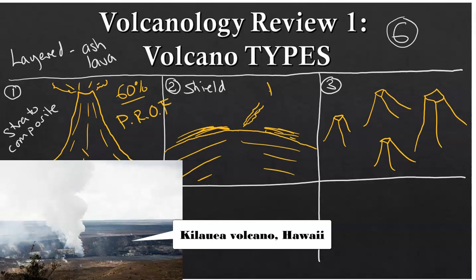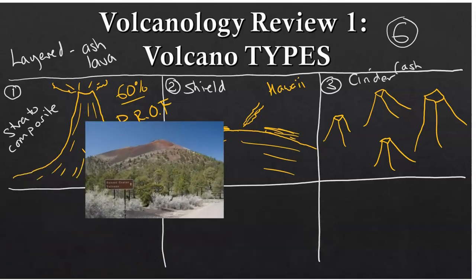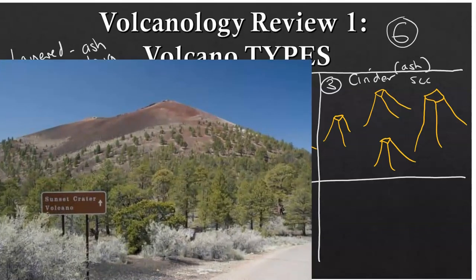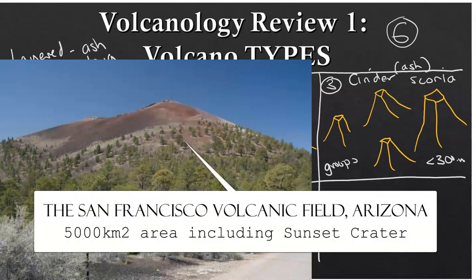Shield is going to be Hawaii as an intraplate volcanism hotspot. Third one is going to be our cinder, which is ash, also called scoria. Now these come in groups, and they are less than 300 meters in height, and they are made of ash, and they usually form on the sides of volcanoes. Arizona is a good example where there's a very big valley of over 600 of these beautiful volcanoes, all in a nice big area.